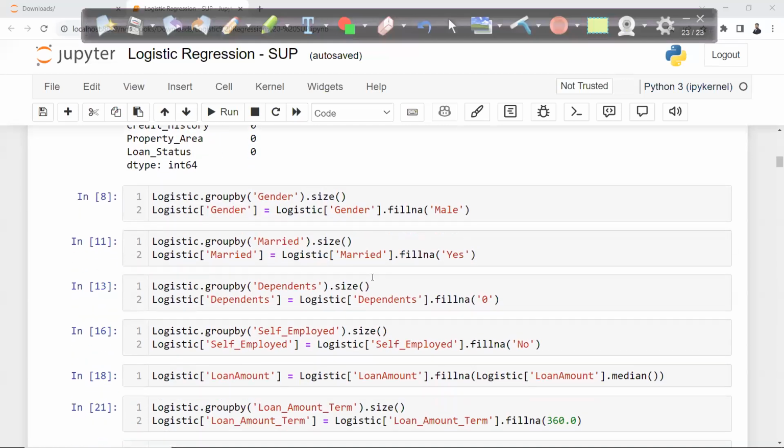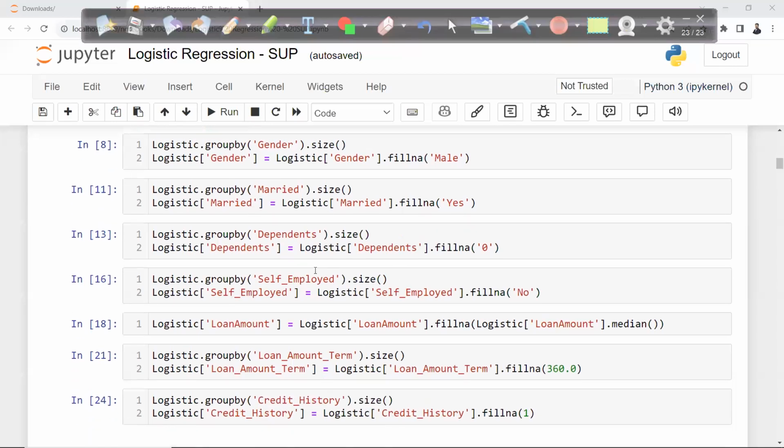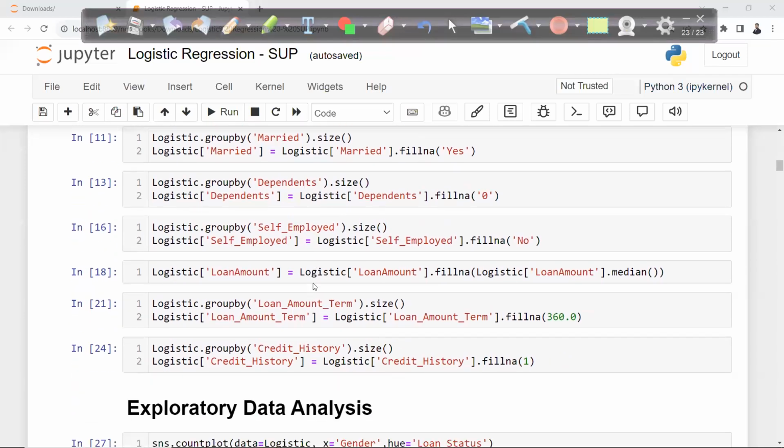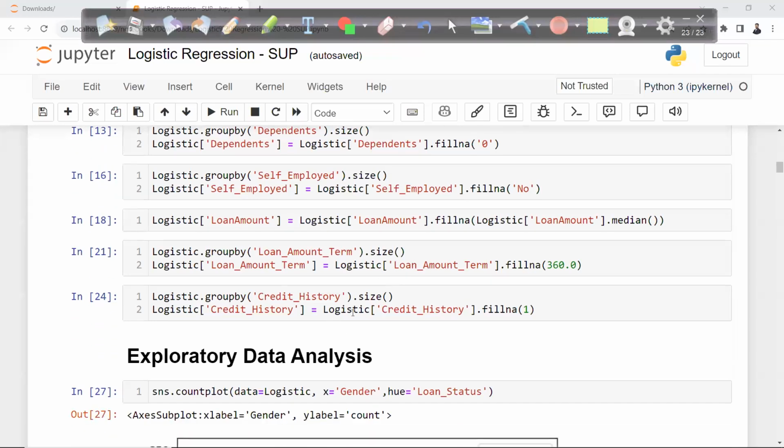Right. So here I am doing the data cleaning where I am populating the missing values. For example, for the gender, I am populating the missing values with male. And why am I doing that? Because there are more males in my data set, so I'm going with the majority. Same goes with married, dependents, self-employed, loan amount. In the loan amount, I am taking the median and populating the missing values, as well as for loan amount term and credit history.